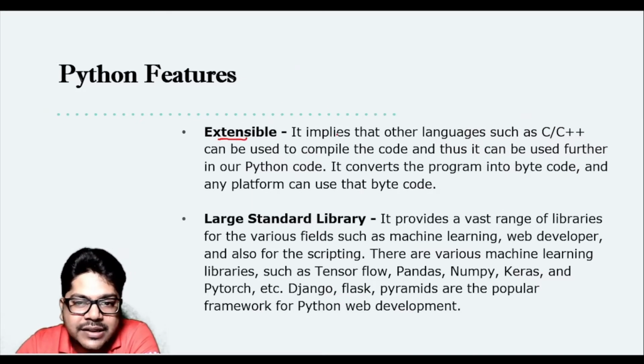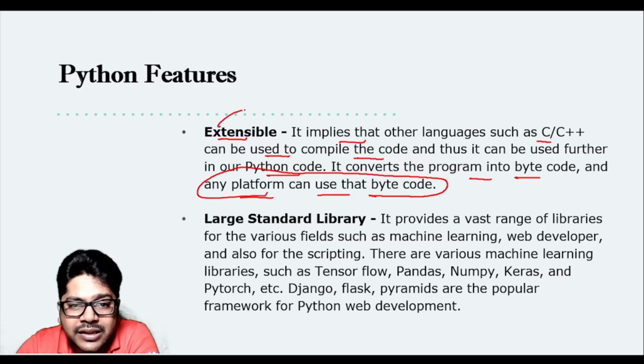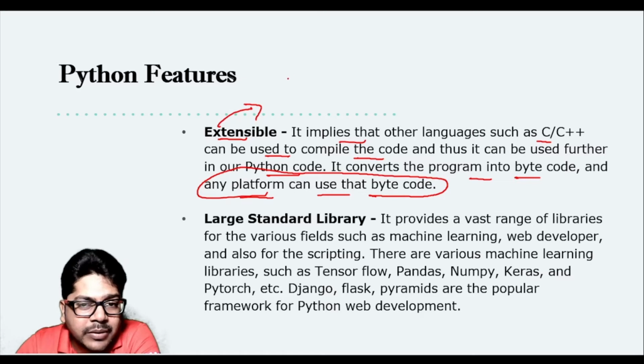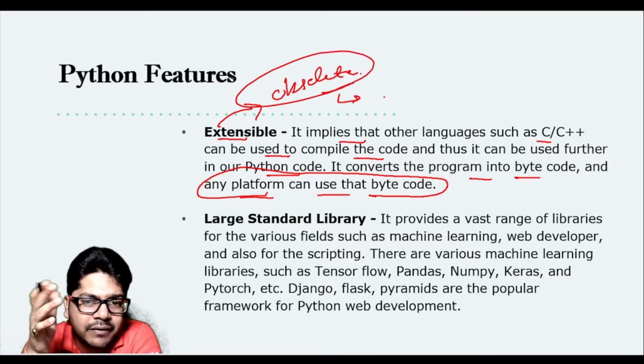Now, talking about the further things: extensible. Extensible means that other languages such as C and C++ can be used to compile the code, and thus it can be used further in our Python code. It converts the program into bytecode, and any platform can use that bytecode. So it means it is extensible. Another point you can add with extensible is that you can keep on adding new things to it, so it never becomes obsolete. It never becomes old. It is always new.